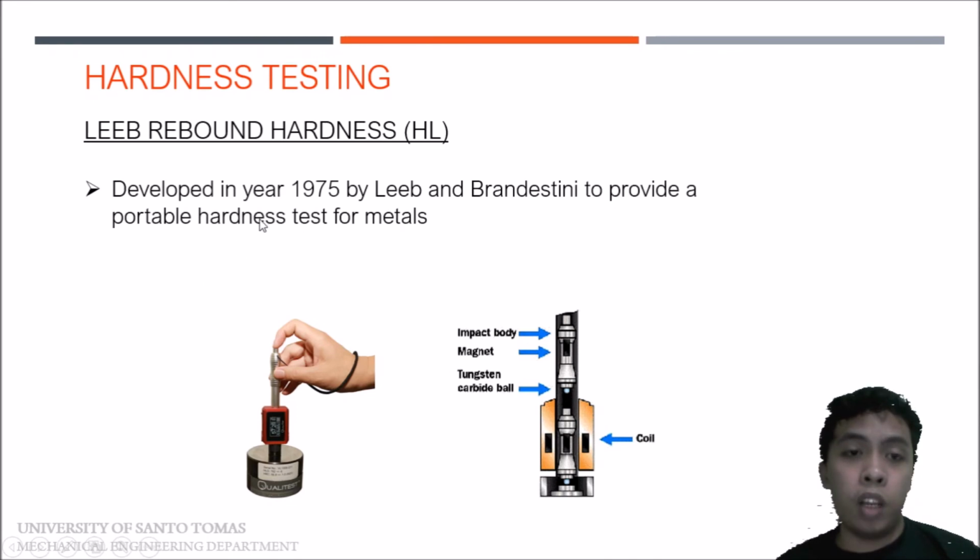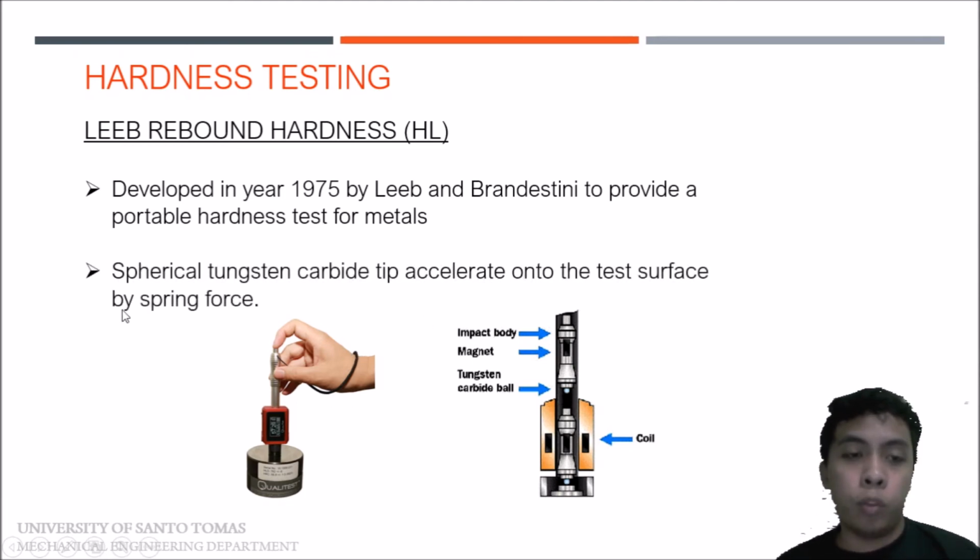It was developed in 1975 by Leeb and Brandestini to provide a portable hardness test for metals. A spherical tungsten carbide tip accelerates onto the test surface by a spring force. So this is its schematic diagram. This is the surface, and inside it looks like this.